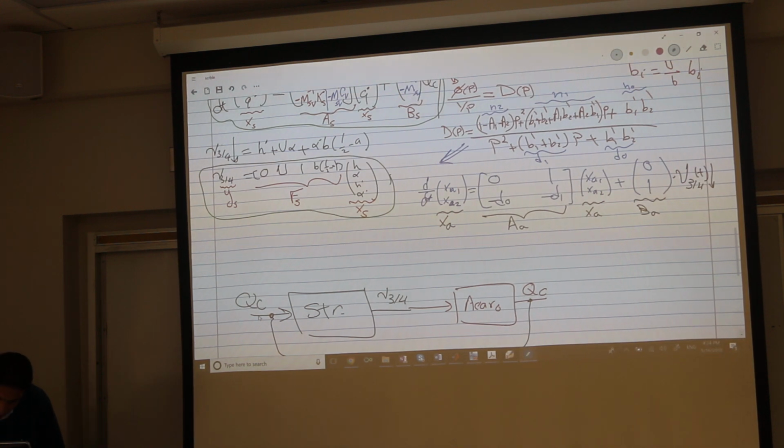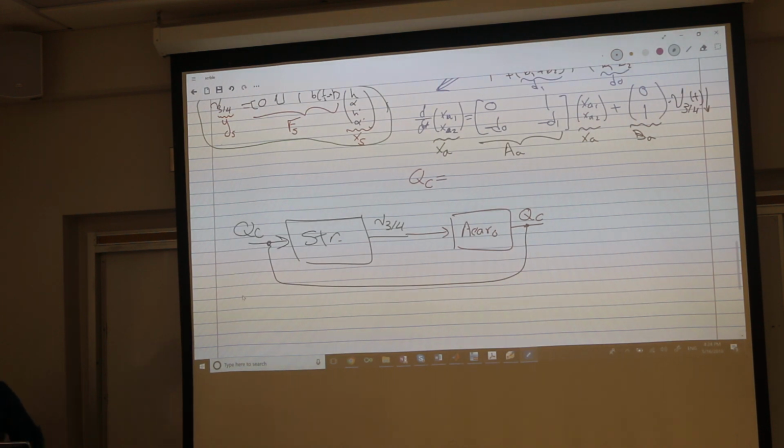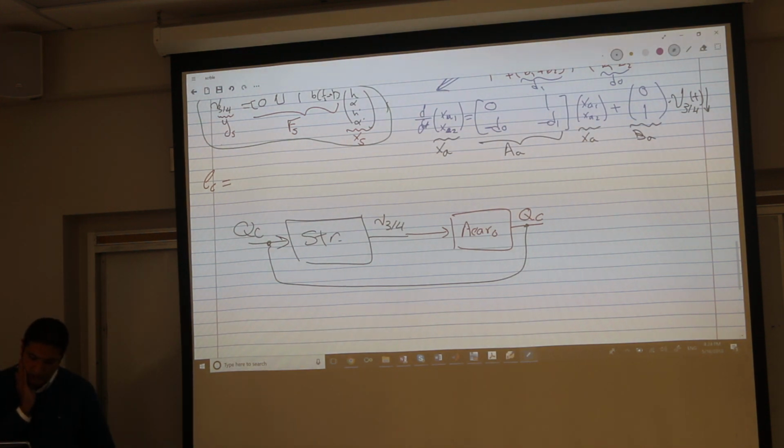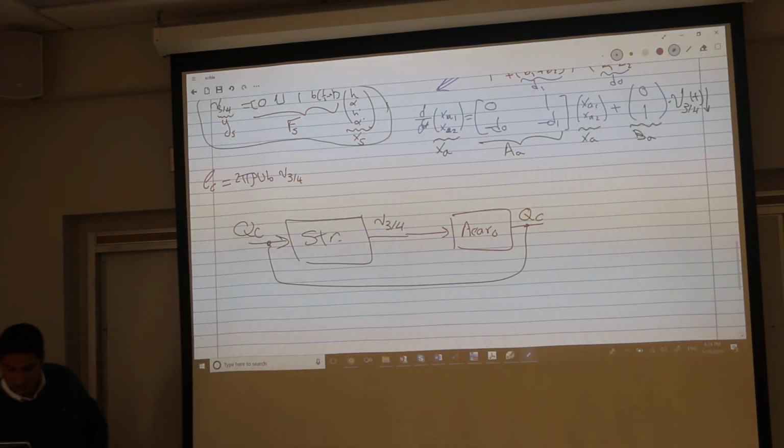So let's do that. So we have circulatory loads, is what? Just reminding you, what's the circulatory lift in terms of the 3/4 chord, V3/4? Well, it's 2π ρ U b V3/4. If you write it like this, this is what lift you get. This is not the circulatory, this is what lift.